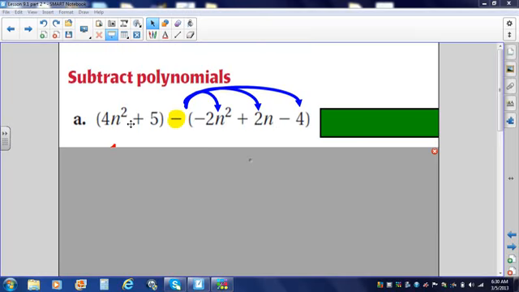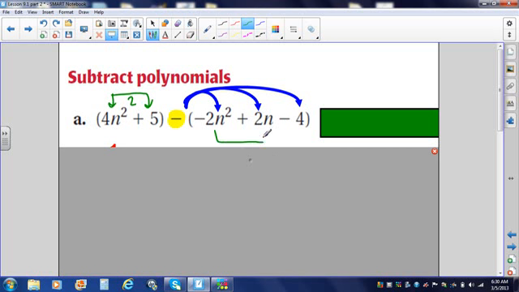If you would, copy this problem on your paper. We're going to subtract polynomials today. Notice that my first polynomial has 2 terms. That would be a binomial. My second polynomial has 3 terms. This would be a trinomial. Okay, so we have parentheses 4n squared plus 5, parentheses minus, parentheses 2n squared plus 2n minus 4.